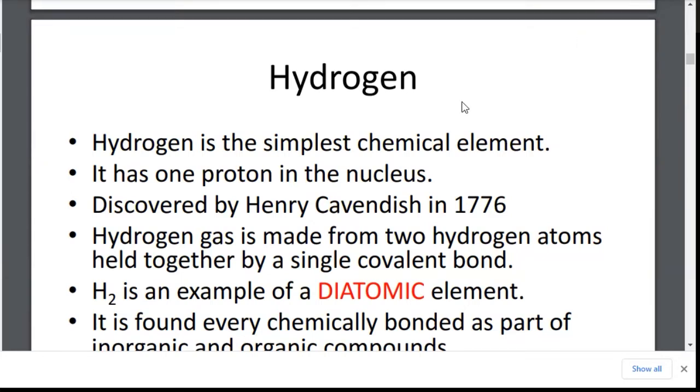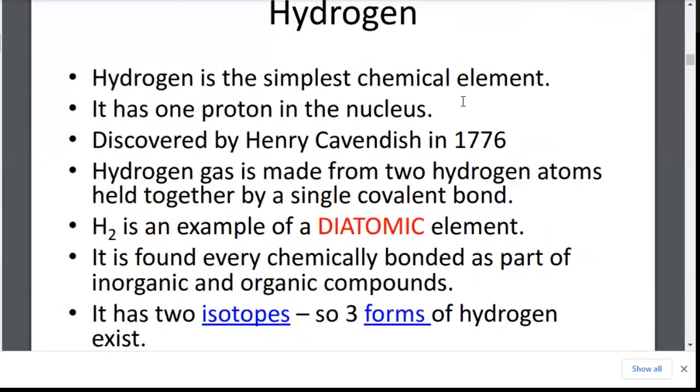It was discovered by a scientist called Henry Cavendish in 1776. Hydrogen gas is made from two hydrogen atoms held together by a single covalent bond. It's an example of what's called a diatomic element, and there's a link or two at the end which go into that as well. It's found all over the Earth, and everywhere in the universe too.